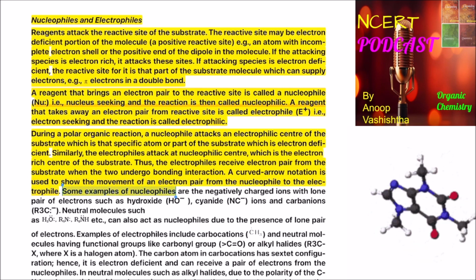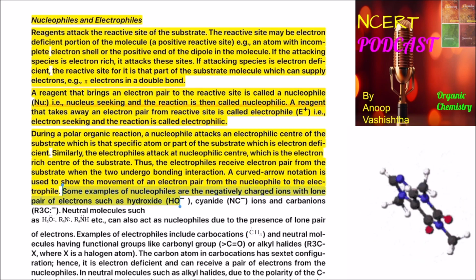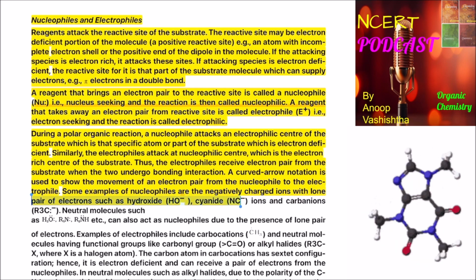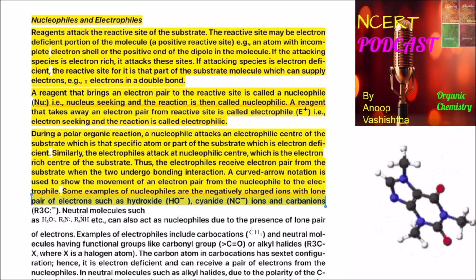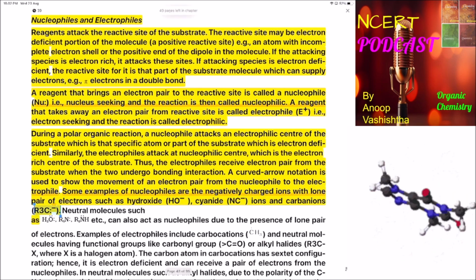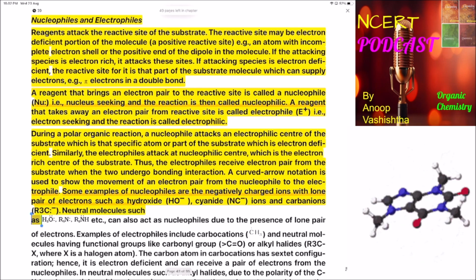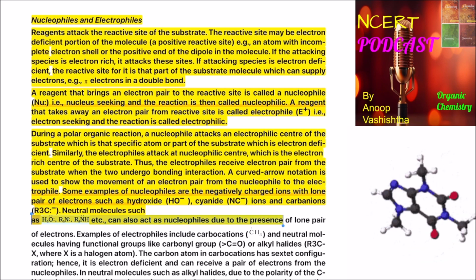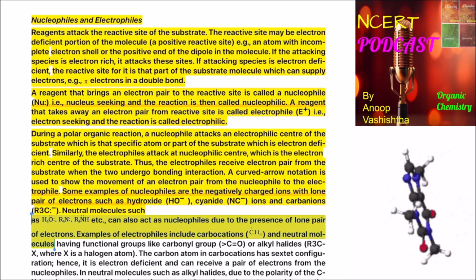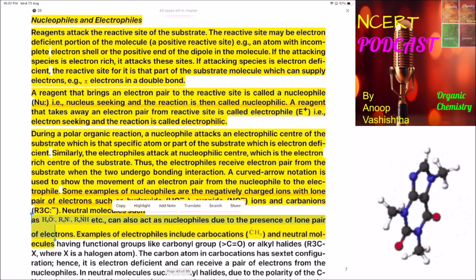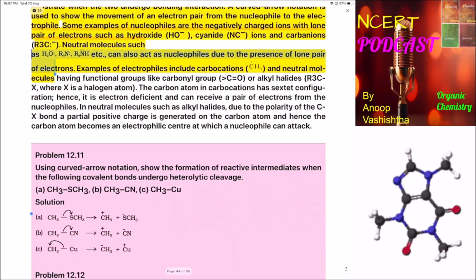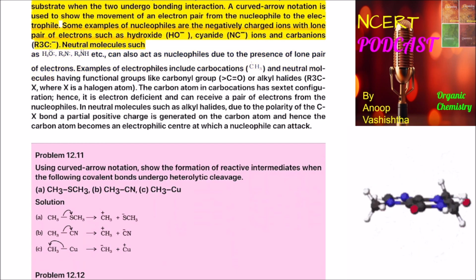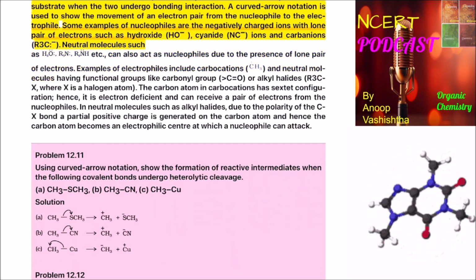Some examples of nucleophiles are the negatively charged ions with a lone pair of electrons such as hydroxide HO-, cyanide NC- ions, and carbanions R3C-. Neutral molecules such as H2O, R3N, R2NH, etc. can also act as nucleophiles due to the presence of a lone pair of electrons.